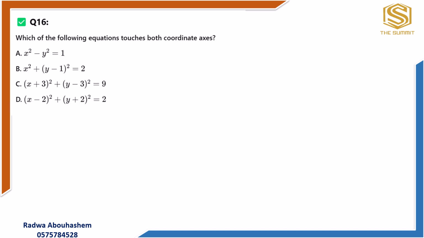Which of the following equations touch both coordinate axes? Okay. To touch both coordinate axes, it has to be a circle, and the radius should be equal to h and k. So I'm searching for an equation where the radius equals h and k. This one is not a circle because you have a negative sign here, so it's a hyperbola.